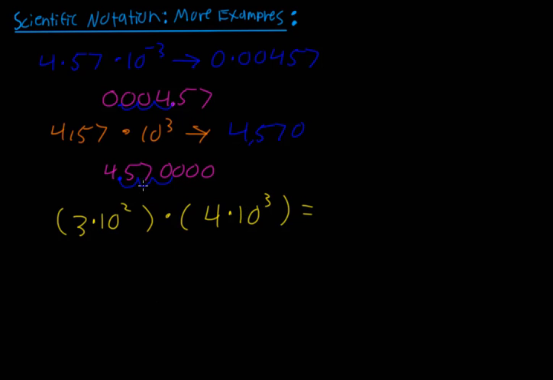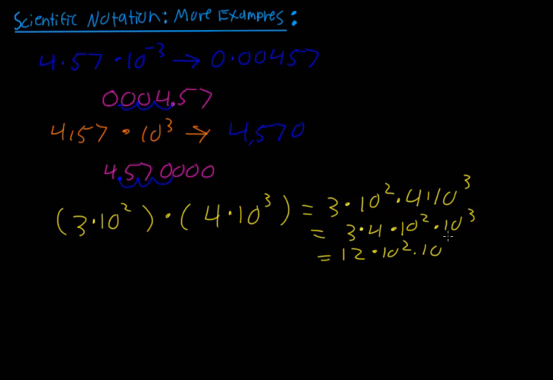But a much simpler way to do it is to recognize that since everything's being multiplied, it doesn't matter what order you're multiplying things in. So we can get rid of the parentheses first. Let's actually do that first. So I have this, really it's just the same thing. And then, of course, it doesn't matter what order you multiply things in, as I said. So then you have 3 times 4, times 10 to the second times 10 to the third. So this becomes 12 times 10 to the second times 10 to the third.